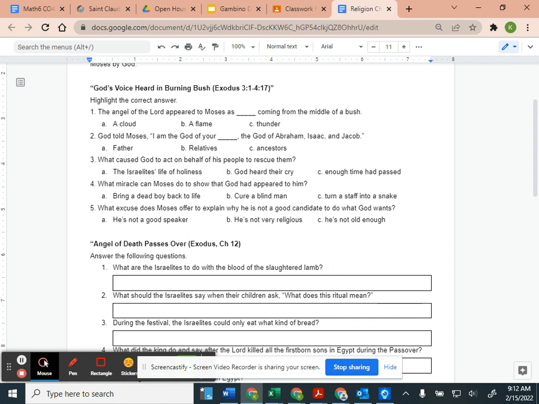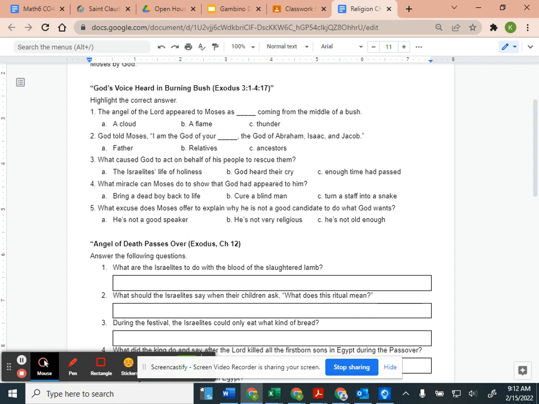Now go, I am sending you to Pharaoh to bring my people, the Israelites, out of Egypt. But Moses said to God, who am I that I should go to Pharaoh and bring the Israelites out of Egypt? I'm just a simple person. Why would I go to Pharaoh? Why me? God answered, I will be with you, and this will be your sign that I have sent you. When you have brought the people out of Egypt, you will serve God at this mountain.